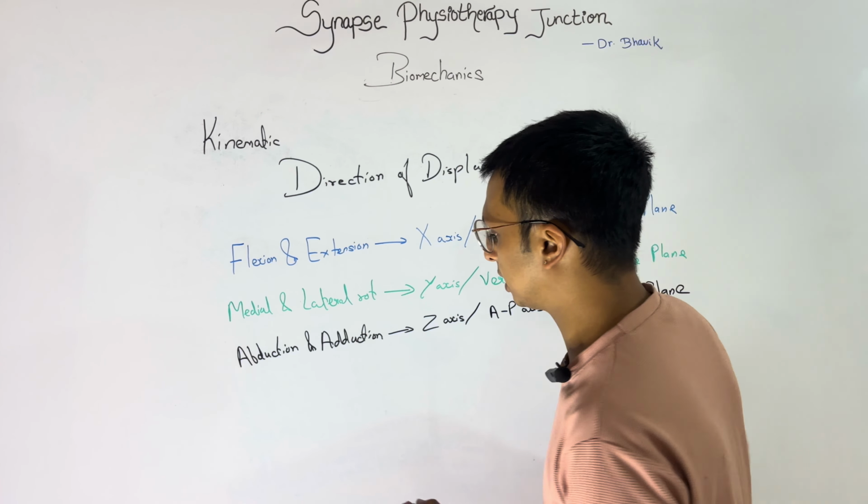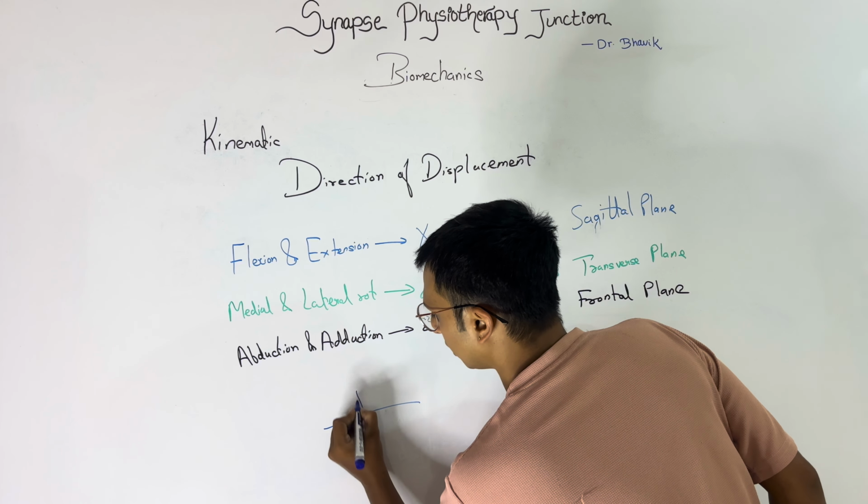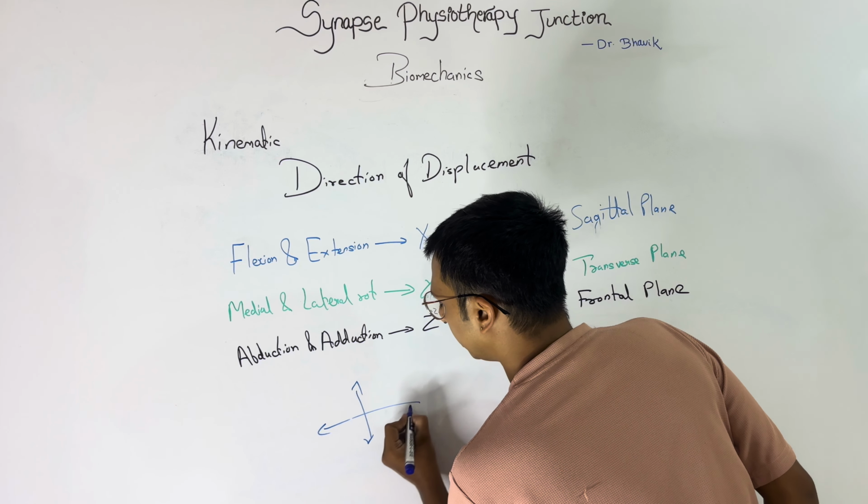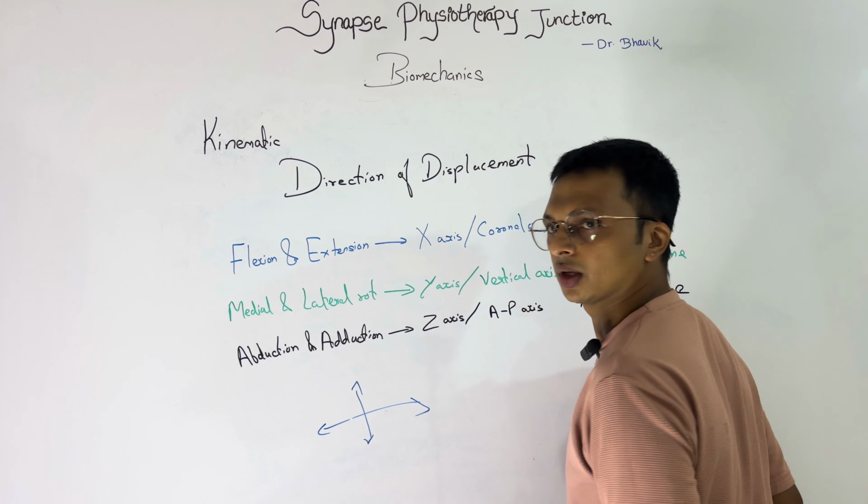Now, if there is a displacement occurring linearly, so if displacement is on this side, it is called positive. If linear displacement is on this side, opposite side, it is called negative, according to the Cartesian coordinate system.